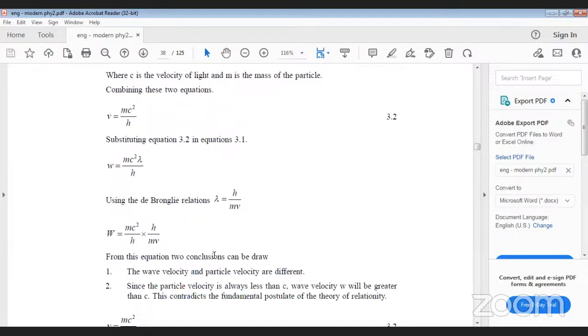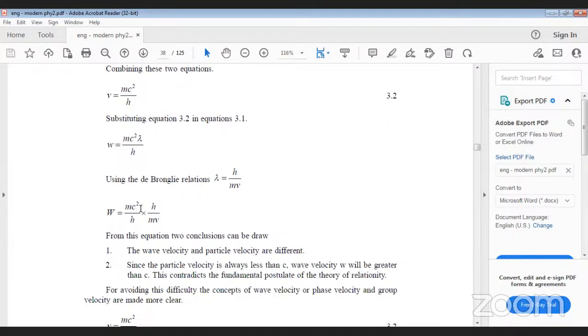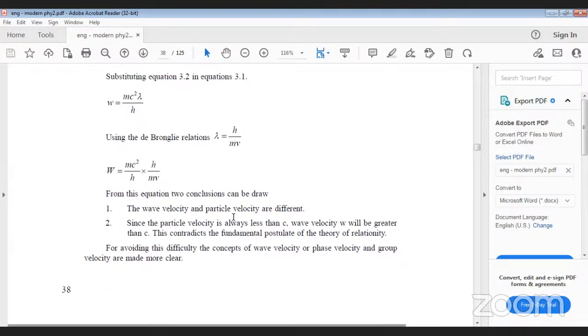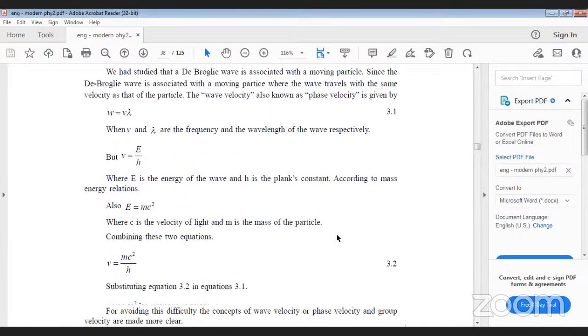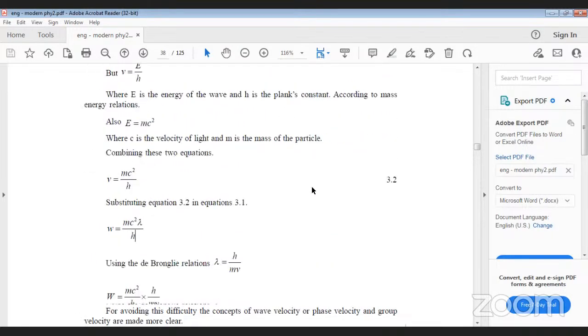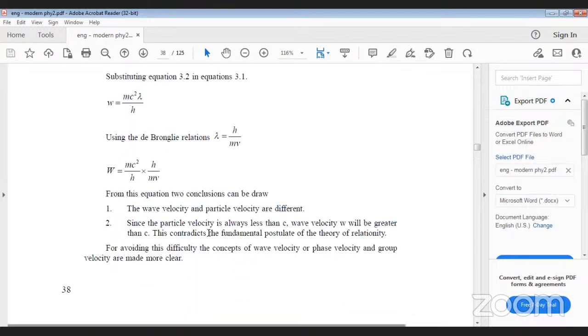And what is the equation here? The W value, which is nothing but the wave velocity value. The h's get cancelled, and the remaining is c square by nu. So from this equation, the wave velocity and the particle velocity are different. Getting my point? This is the wave velocity, and the particle velocity is different.